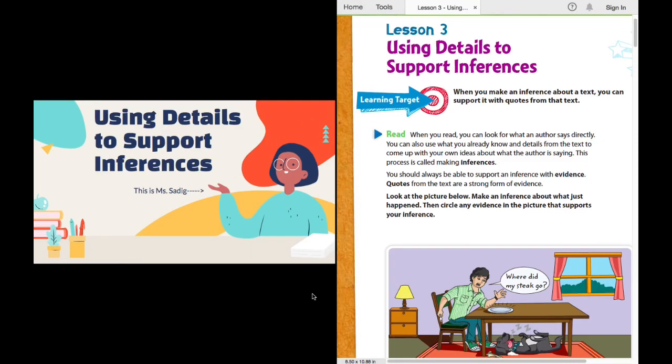Y'all can just pretend that I'm literally sitting in your living room or wherever you're doing your lesson, teaching you this lesson. So this lesson is about using details to support inferences, and we're going to focus on using this resource here. This is going to be linked in the description along with on Google Classroom. So make sure that you have this pulled up and ready to go.